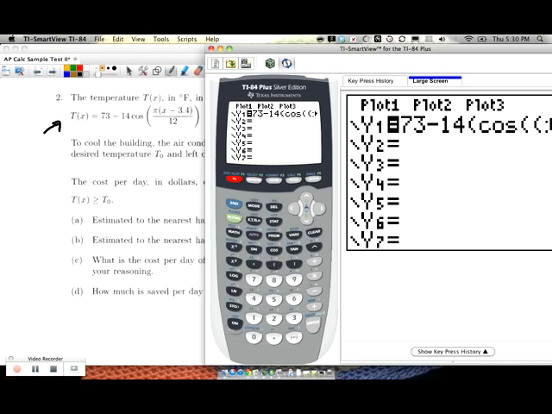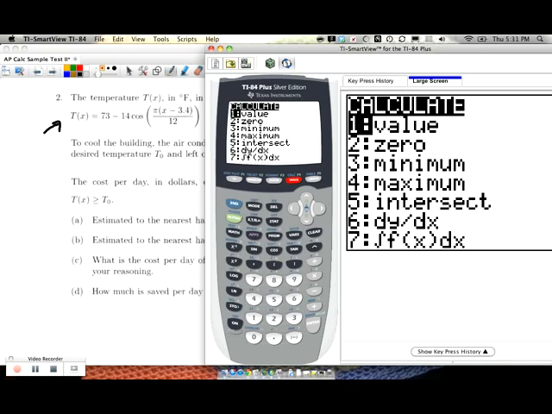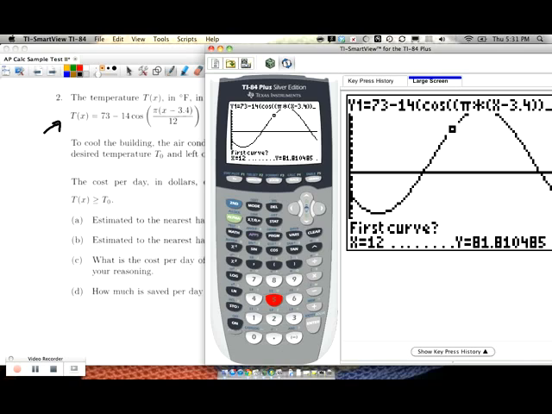Well, in order to do that, all we've got to do is graph a line at 70 degrees. Y equals 70. So we're looking at this point right here. Now, we can estimate that, but we can also calculate it. We can calculate the intersection of two graphs. So I'm going to do second, calculate. I want an intersection. I need to get pretty close to this point.